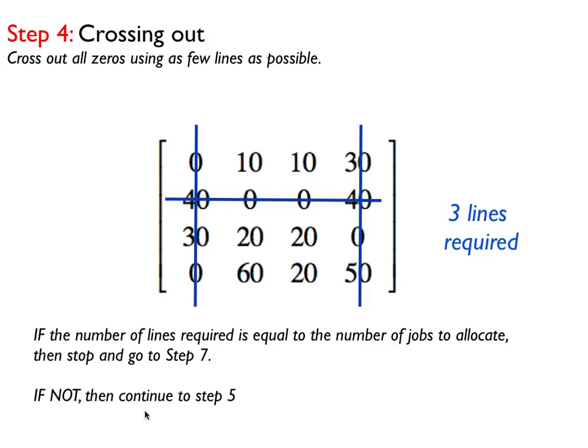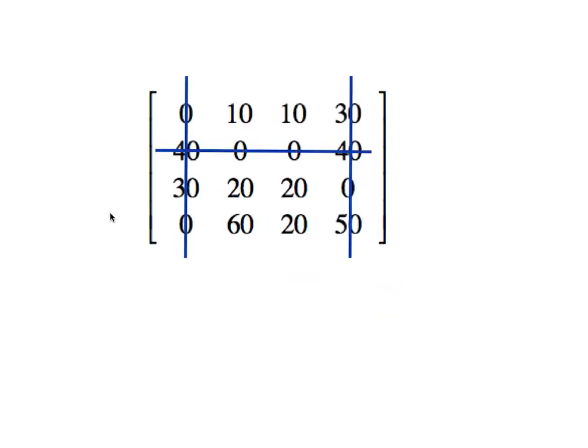If not, we have to go to step 5. So in this case we've got 4 jobs to allocate, 4 columns, and it only took us 3 lines to cross out, so we need to keep going and we go to step 5. So this is what we've got at the moment.